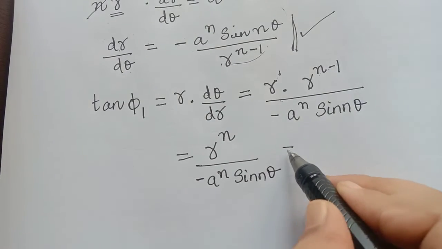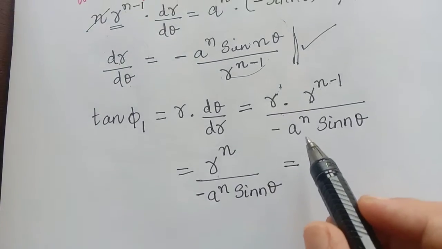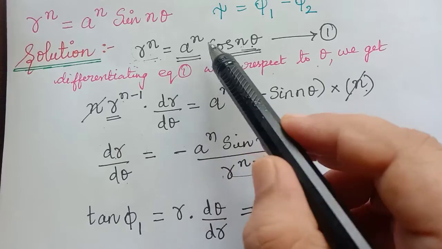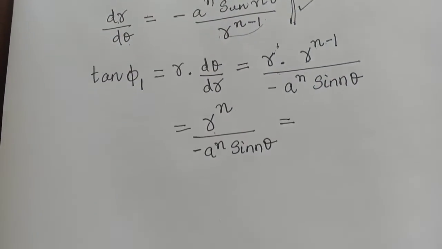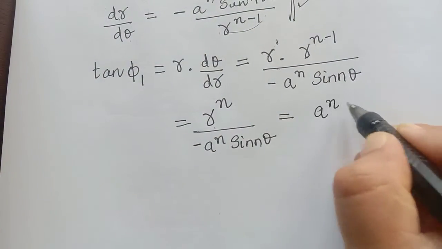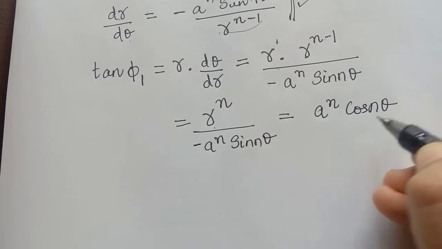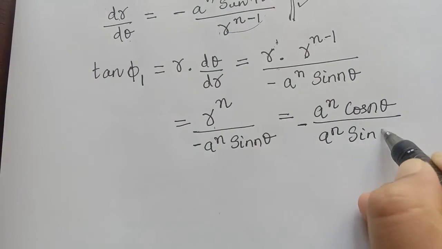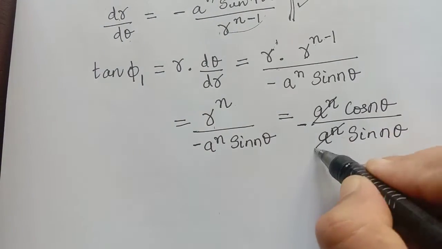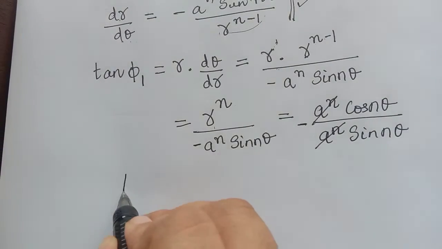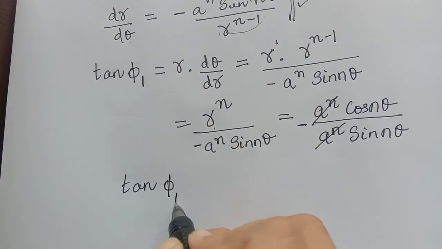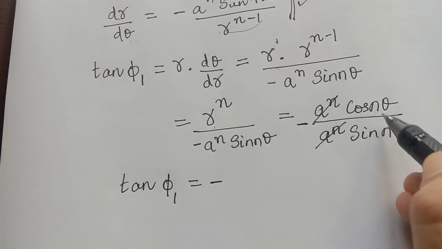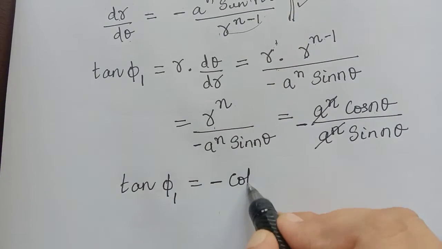So that is further equal to, what is r^n? From equation 1, r^n is a^n cos nθ. So let us make that substitution. So a^n cos nθ divided by minus a^n sin nθ. The a^n and a^n get cancelled, and so we obtain tan φ1 equal to minus, what is cos nθ by sin nθ? It is cot nθ.